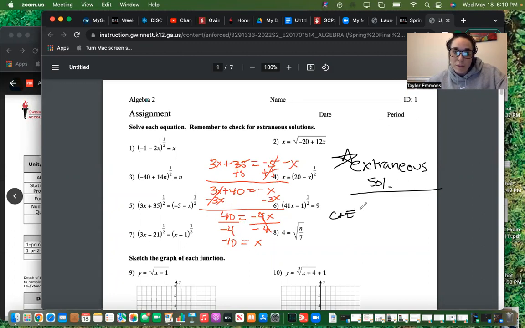So we're going to plug it back in. I don't know why this pen is jumping. All right, we're going to plug it back into the original. So we've got 3 times -10 plus 35 equals -5 minus -10. And we're going to raise both of those to the 1/2 power.